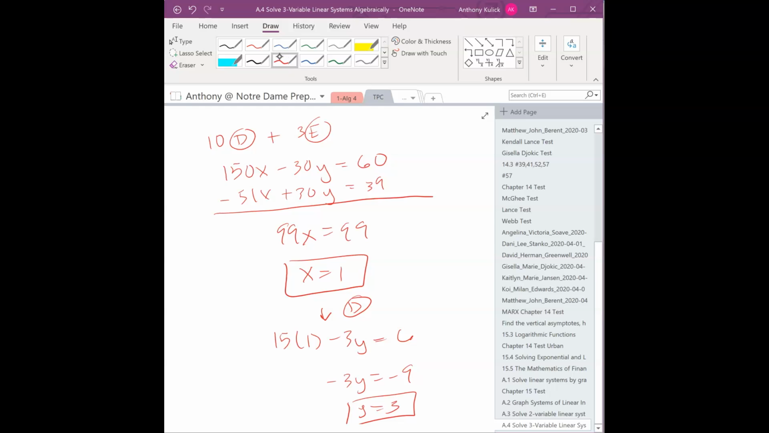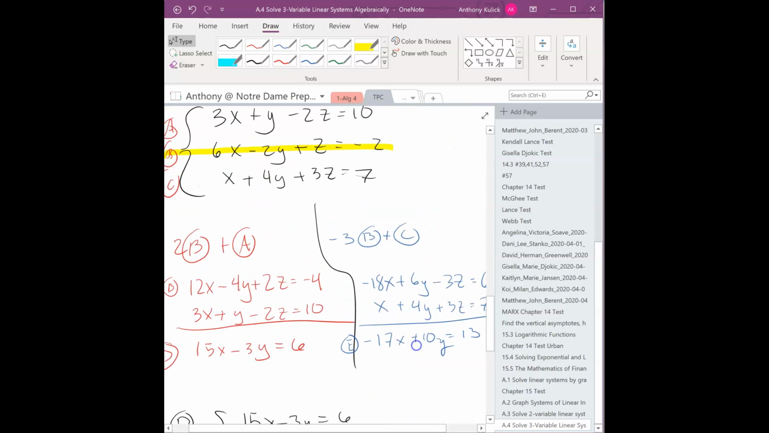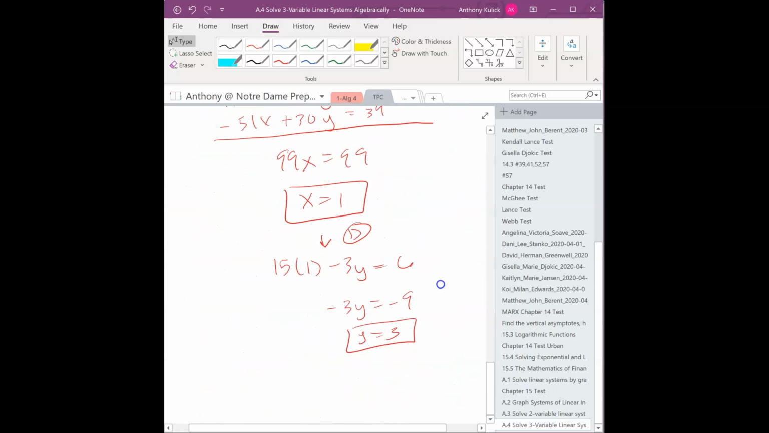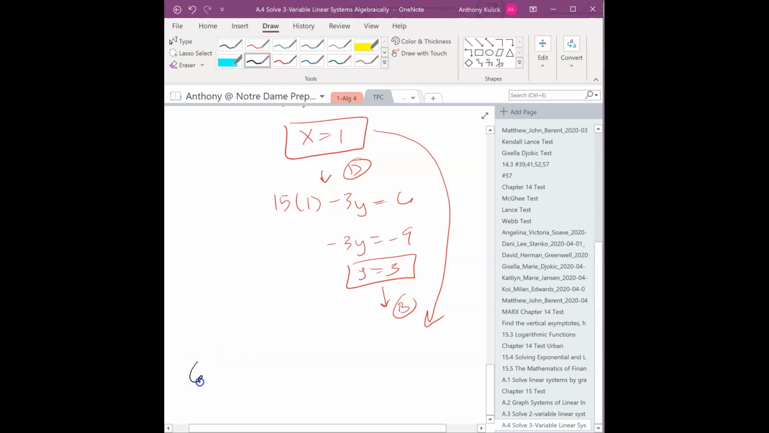What I need now is to get my answer for z. To do that, I'm going to go back to one of the 3-variable equations. It doesn't matter which one I choose. I'm going to choose B, just because the leading coefficient on z is 1, and it makes this algebra ever so slightly easier. So I'm going to plug this into B. That gives me 6, but instead of an x, I'm going to put a 1, because x is 1. Minus 2, and then instead of y, I'm going to put a 3, because y is 3. Plus z is equal to negative 2.